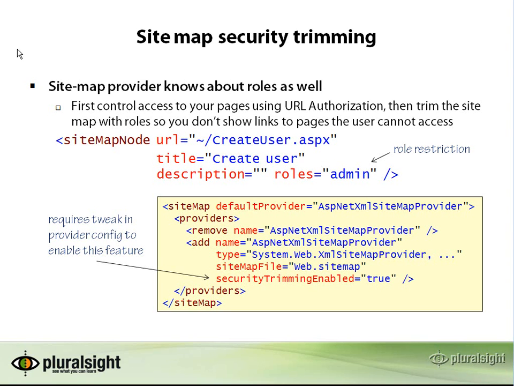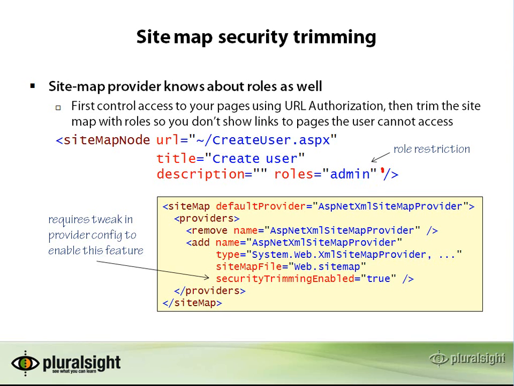So once you've set up URL authorization to grant users access to certain parts of your app, different pages, you might want to also trim your security sitemap by adding roles to it. There's an optional attribute that you can put on any sitemap node. It's a role restriction that says only admins should see this node in the sitemap. And this is really useful.